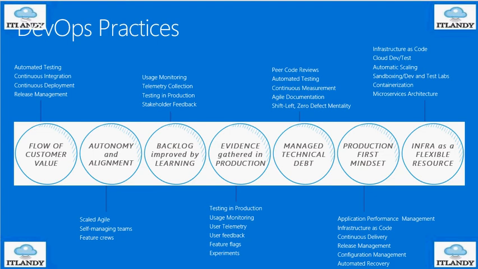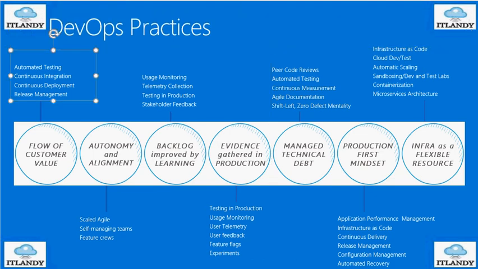Basically, these are the methods: automation, testing, and continuous integration, continuous deployment. This is the flow of value: automation, backlog, evidence, and so on. I'm going to walk you through each one of these life cycles and let you see what each of them means.